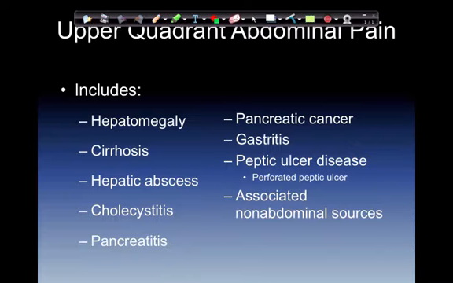A perforated peptic ulcer. Peptic ulcer perforates the intestinal wall, allowing free air to enter the abdominal cavity, as well as spillage of the stomach acids and intestinal content into the abdominal cavity. This generally will result in peritonitis, or inflammation of the peritoneal lining. Associated non-abdominal source of upper right quadrant pain, supraphrenic abscess, collection of pus just below the diaphragm, can cause right upper quadrant pain. Right lower lobe pneumonia can also throw a monkey wrench into our ball of wax here.